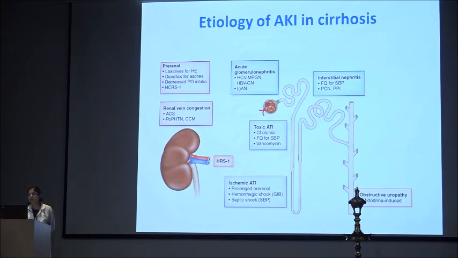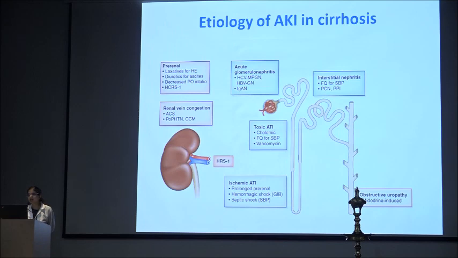Etiology of AKI in cirrhosis, as we can see in this figure. Pre-renal AKI causes are laxatives, which are given for hepatic encephalopathy, diuretics for ascites, decreased intake, hepatocardiorenal syndrome type 1, renal vein congestion due to abdominal compartment syndrome, portopulmonary hypertension, and cirrhotic cardiomyopathy. Acute GN, which involves the kidney, includes HCV-associated MPGN, hepatitis B associated GN, and IgA nephropathy, which is the most common glomerulonephritis in cirrhotic patients.